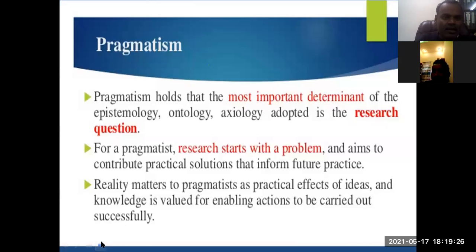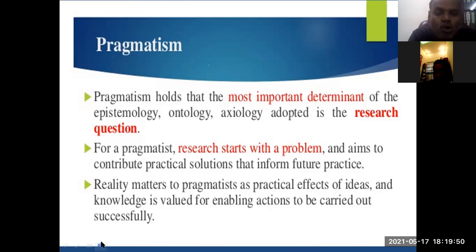Then the last one, the fourth one, is the pragmatic approach. Usually the meaning of pragmatism is that you are not going to look at the world in a holistic manner. You are going to look at particular aspects. You are not going to look at the entire thing. You are going to look at only the particular aspects.